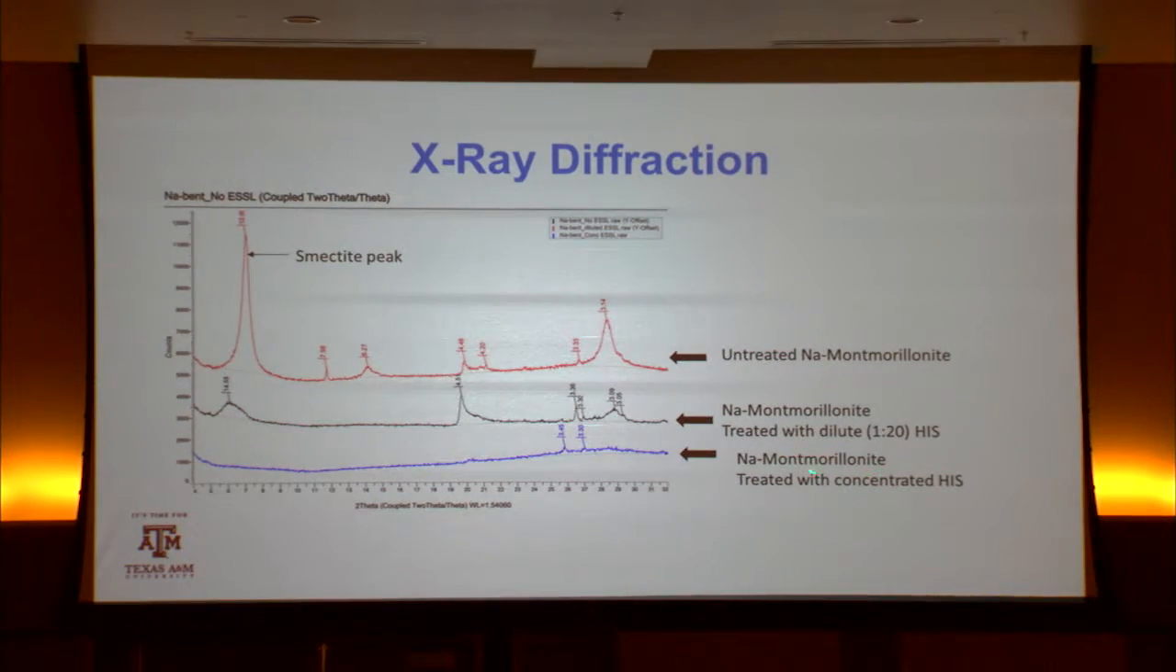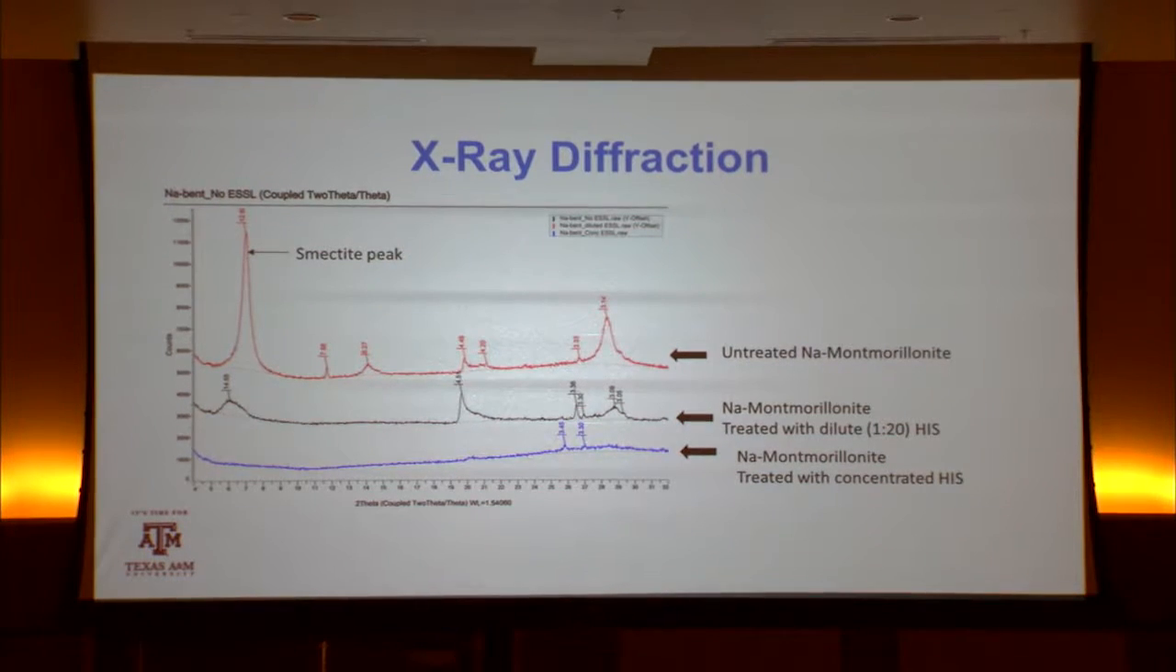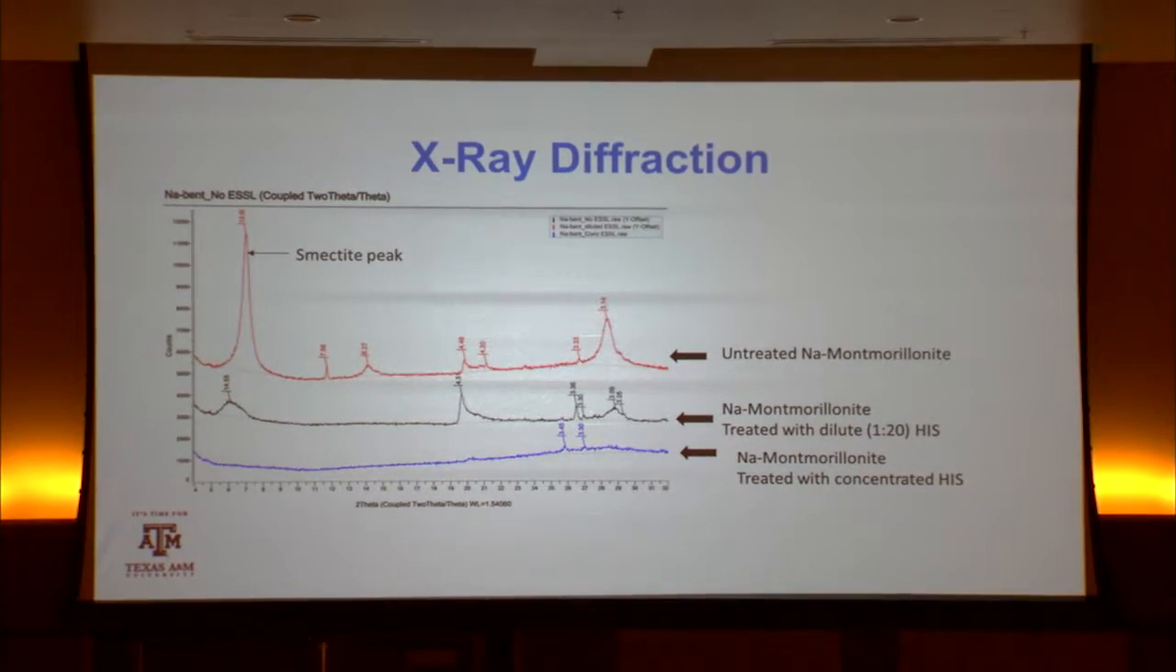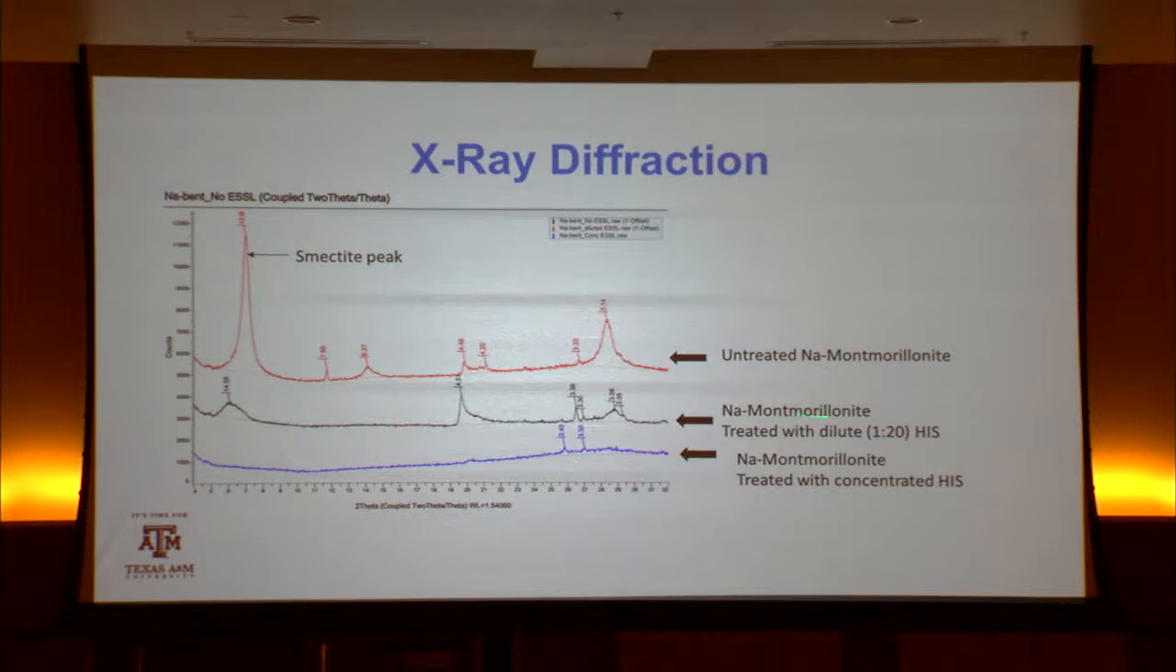And then if we put it at 1-to-1, fully concentrated, we obliterate all those peaks. So we've actually destroyed the clay mineral by adding that sulfuric acid. So it does do something. But generally, it is added at a ratio of something like 1-to-200, 1-to-300.